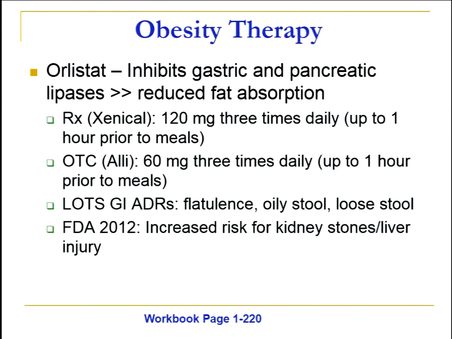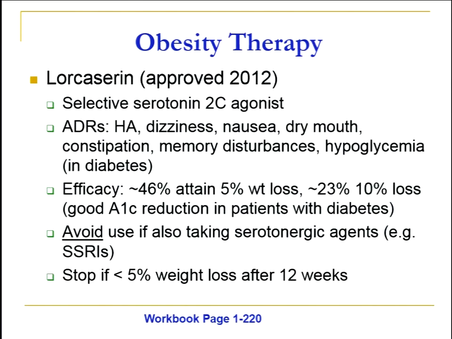And the FDA a few years ago also suggested there may be an increased risk for kidney stones and liver injury as well with the use of orlistat. But still effective. Some of the newer agents in 2012 include lorcaserin.